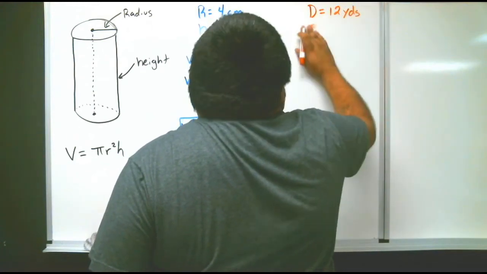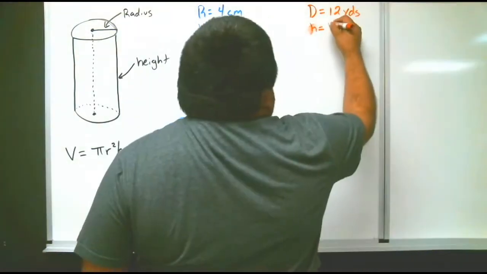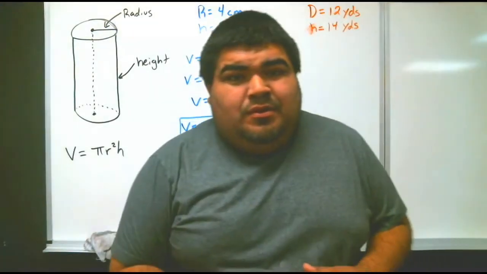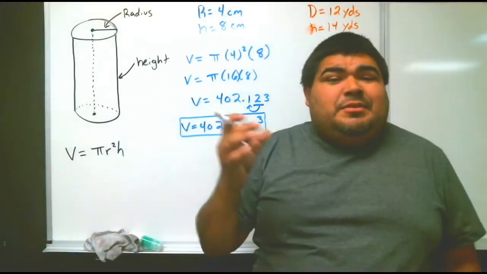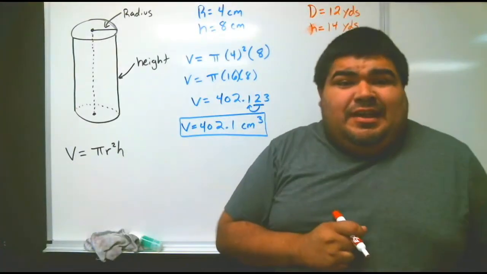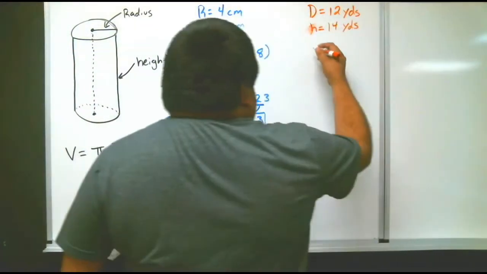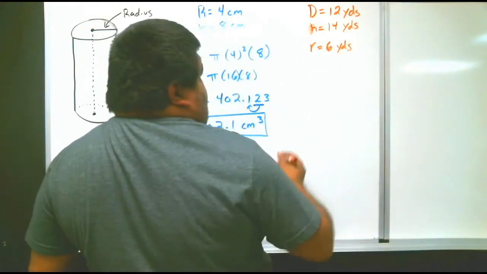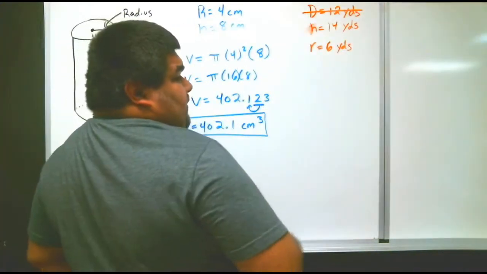And it has a height of 14 yards. Remember, the diameter is a full span, twice as much as the radius. So if we cut that 12 in half to make it into a radius instead of a diameter, the radius is 6. So radius equals 6 yards, because we cut the diameter in half. So the diameter no longer works. All we really need is the radius and the height.